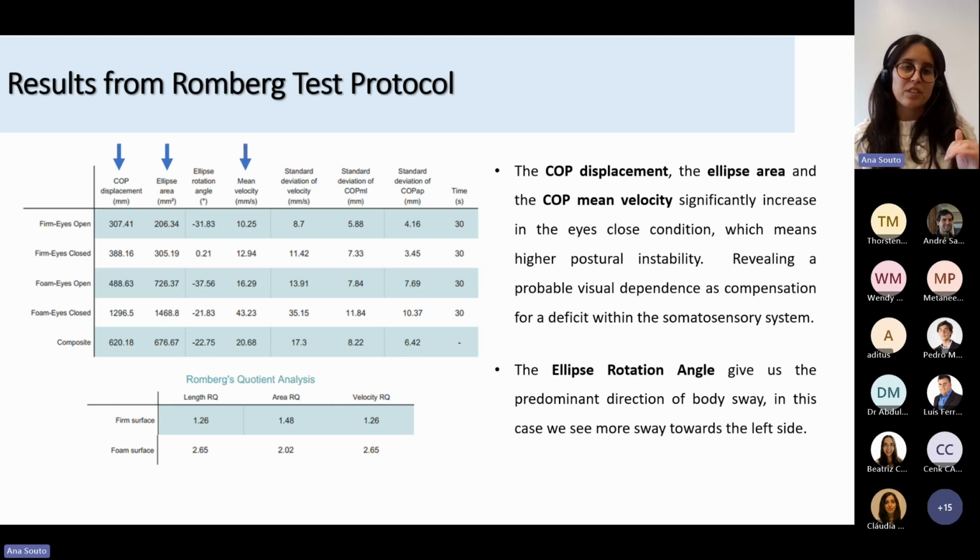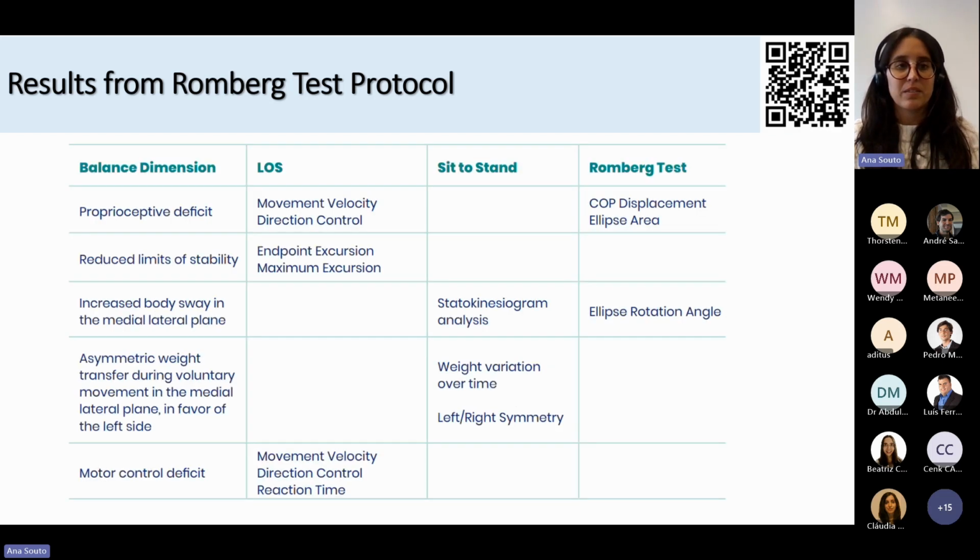In the third and the fourth conditions, we are assessing more the vestibular and the visual systems. We can also see, looking at the rotation angle, that there is more swaying towards the left side. And this is the main information that we can obtain from the Romberg test.